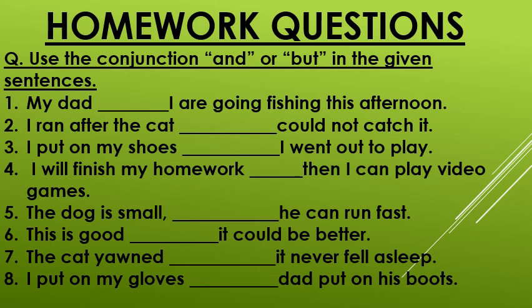Homework questions. Use the conjunction and or but in the given sentences. So you have to use either and or but in these sentences. Number 1, my dad dash I are going fishing this afternoon. Number 2, I ran after the cat dash could not catch it. Number 3, I put on my shoes dash I went out to play. Number 4, I will finish my homework dash then I can play video games.